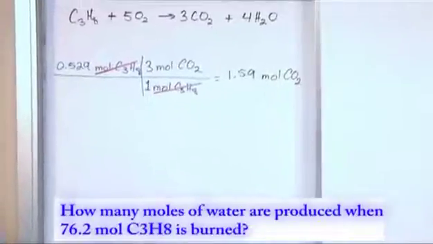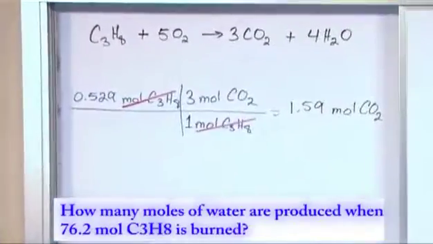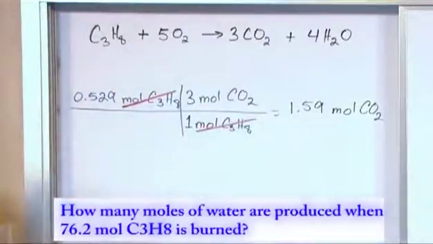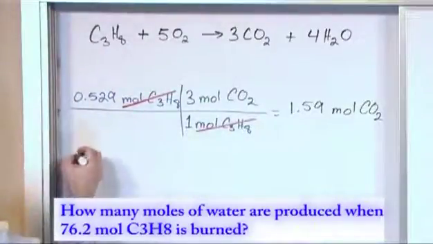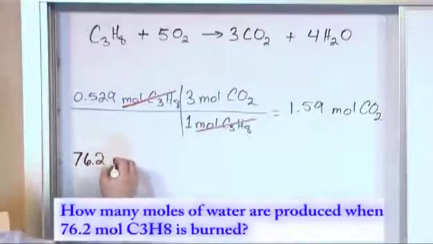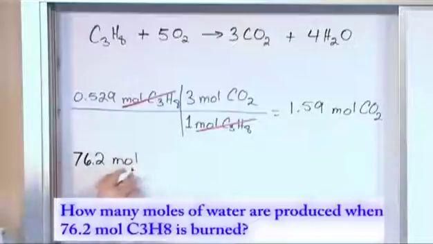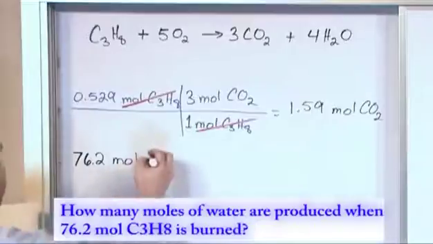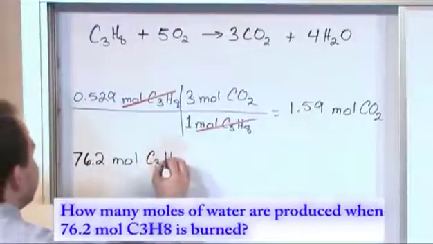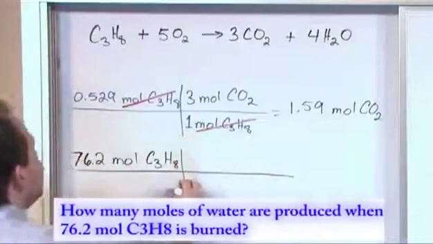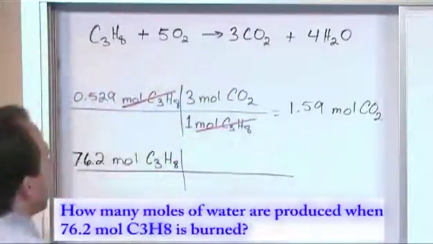So we have a new starting point, but exactly the same logic flows. So again, start by writing down what you already know. So now, in this case, we know that we have 76.2 moles, but don't stop there. You have to specify when you do this conversion factor stuff, you have to specify what you have. So 76.2 moles of C3H8. All right, now we basically want to convert this using our balanced chemical reaction.